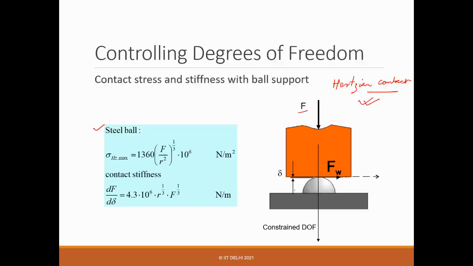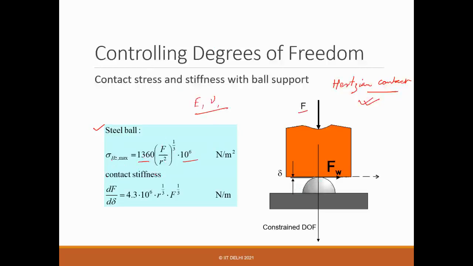this radius of the ball. That's why you see F and R. What is important is that you get the E and nu values of the material, and if you put them in, that's how you get these numbers. But what is important is the dependence.